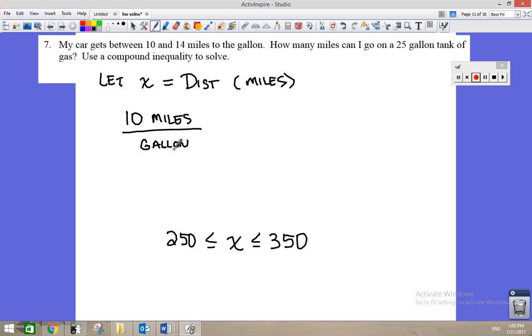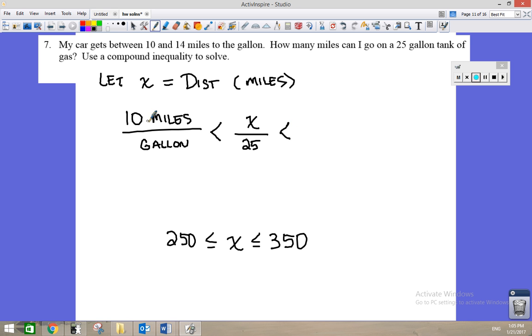I can't compare the number of turkeys that you see per feet or something like that. It has to have the same units. So this 10 is a distance, well, my x is a distance, and this denominator is in gallons, and my gas tank is a 25-gallon tank. So this 25 represents gallons. My numerator is miles, my denominator is gallons, so it's an accurate comparison to compare x to x over 25.